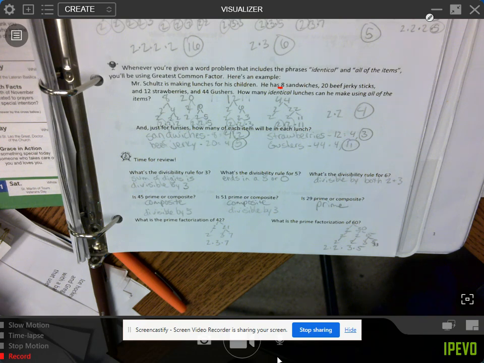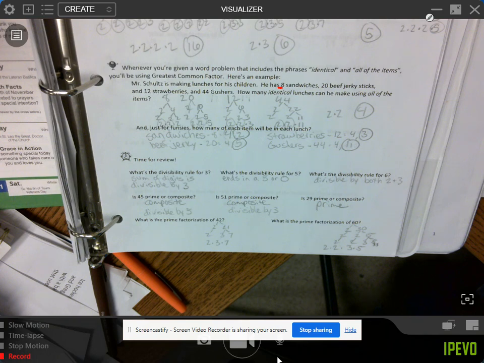Is 45 composite or prime? It is composite because we know it's divisible by 5. It's divisible by 9. We need to know it's divisible by 3. It's divisible by a number. Is 51 prime or composite? It is composite. It is divisible by 3. 5 plus 1 is 6. 6 is divisible by 3.